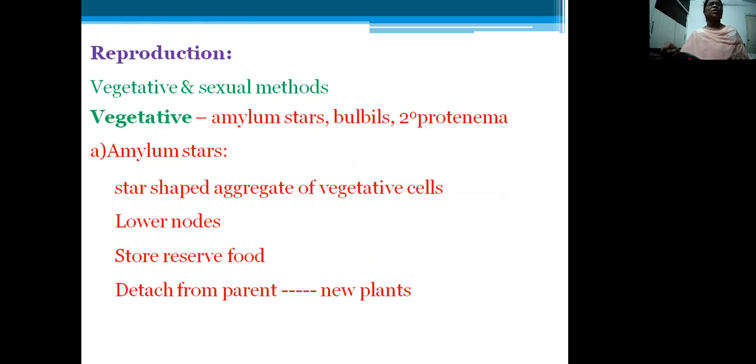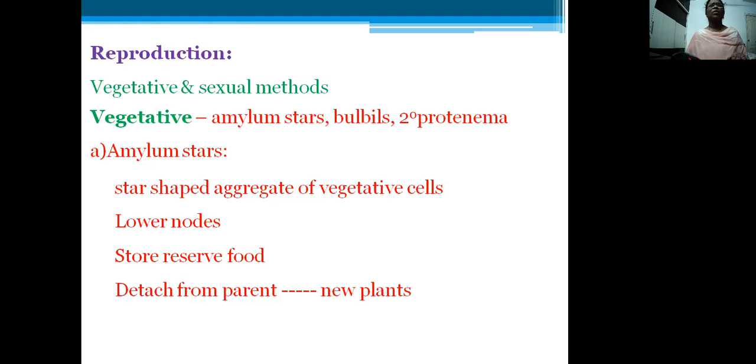Coming to the reproduction in Chara, there are two types of reproduction in this plant: vegetative reproduction and sexual reproduction. Vegetative reproduction is by amylum stars, bulbils, secondary protonema and primary protonema. These amylum stars are star-shaped aggregates of vegetative cells, formed by the storage of food material. They are present in the lower nodes and store reserve food material. When these stars are detached from the parent cell, they undergo divisions to form a new plant.